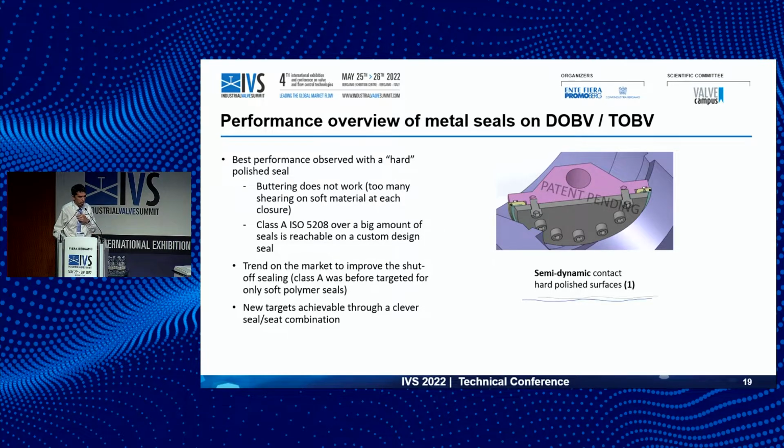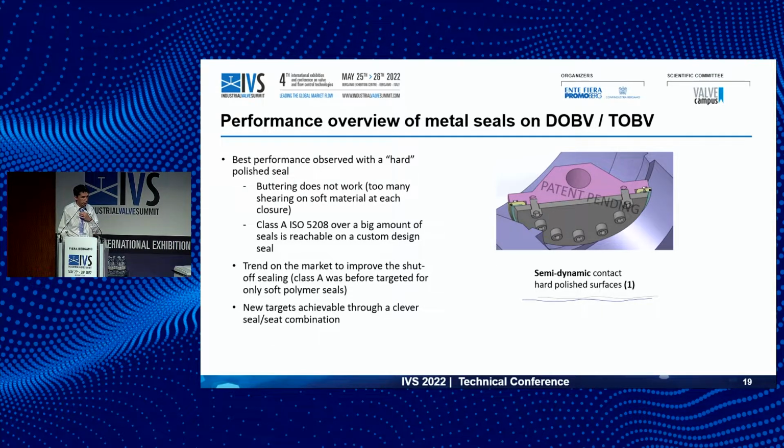Okay, so the best performance was observed with the hard polished seal. So it is something a little bit counterintuitive if you remember the first slide where I was talking about the soft material penetrating in the roughness and so on. We didn't try to make a better ring. To be honest, we tried at the beginning, but it didn't work because there was too much wear on the material. But we saw also with this configuration, hard versus hard, we can reach the class A over a big amount of cycles. Before, the class A was targeted only with the soft polymer seals. So the idea is also to propose something a little bit different.